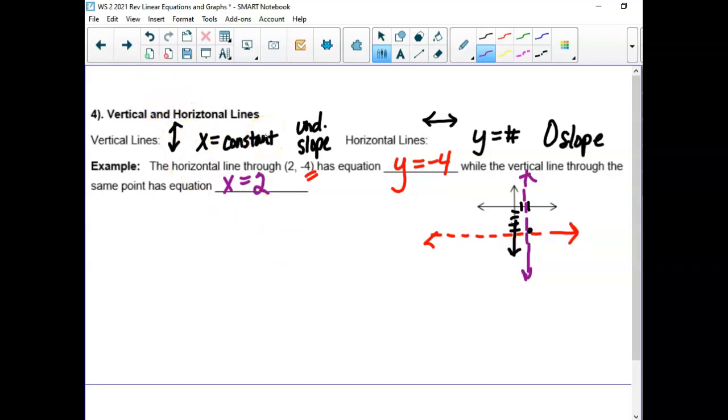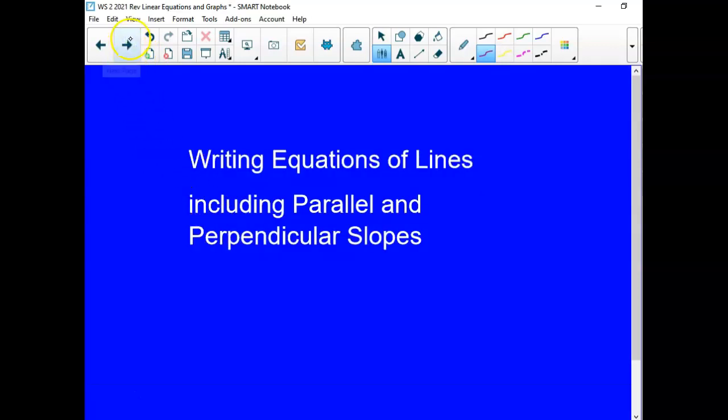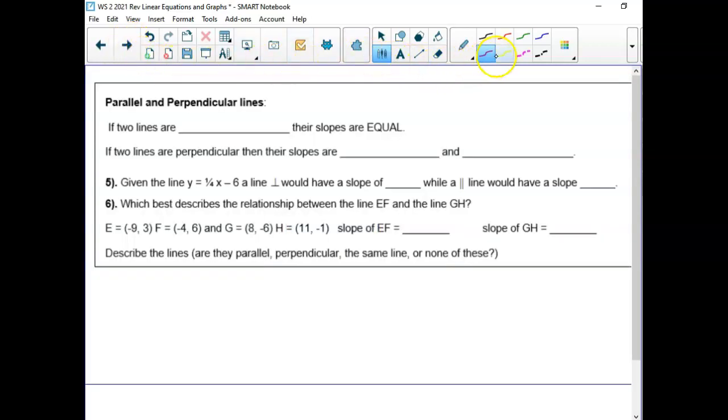All right, what time are we out of here? Because we got a lot more to do still. 24? Ew, I was going to give you a candy break, but can we just wait till the end? You can get it on the way out? Because we need to talk about parallel and perpendicular lines. Do you need to stand up for 10 seconds and stretch break?